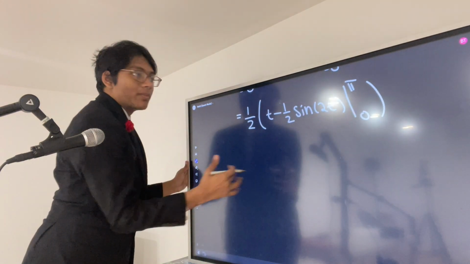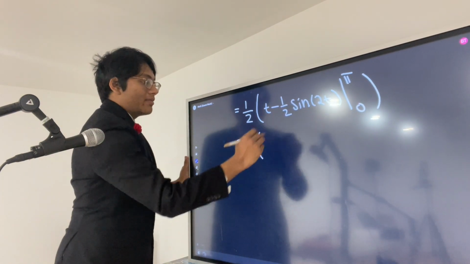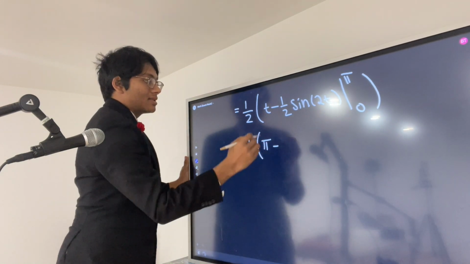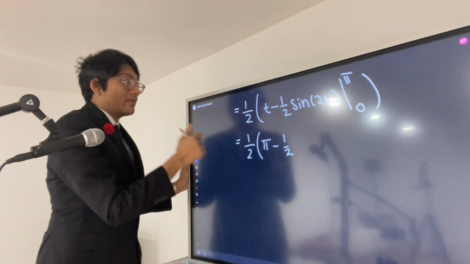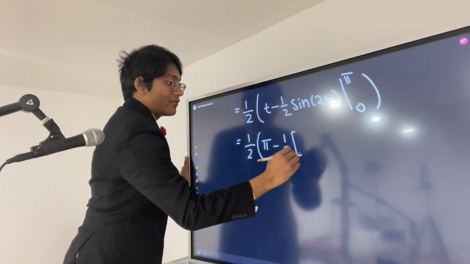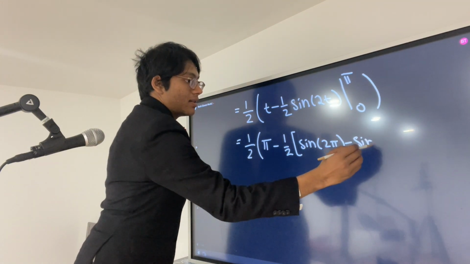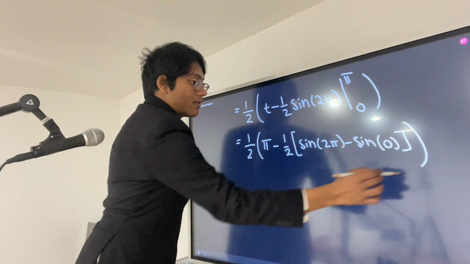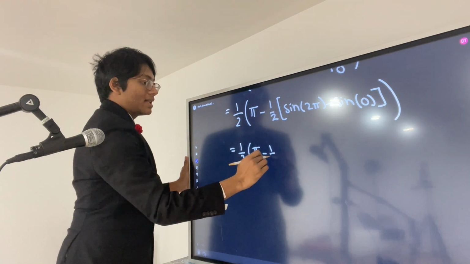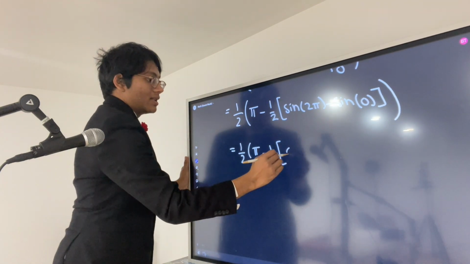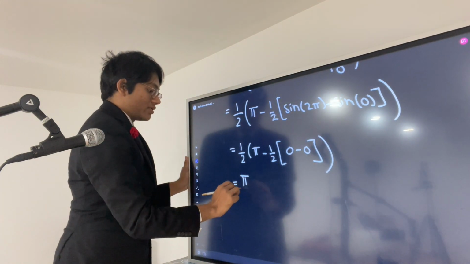Okay? And of course no plus c, this is a definite integral. So we're going to have half, what is pi minus 0? That's simply pi, minus half of, we got to be careful here, half of sine of 2 pi minus sine of 0. So this is half of pi minus half times sine of 2 pi is 0. Sine of 0, 0. So we're left with what? Pi over 2, is that it? Pi over 2.